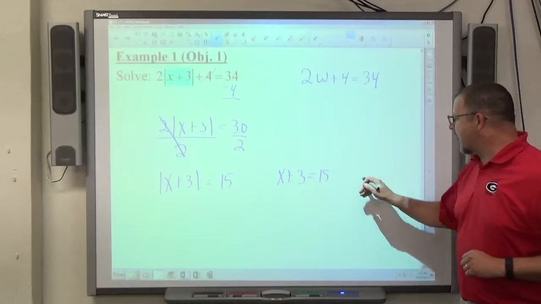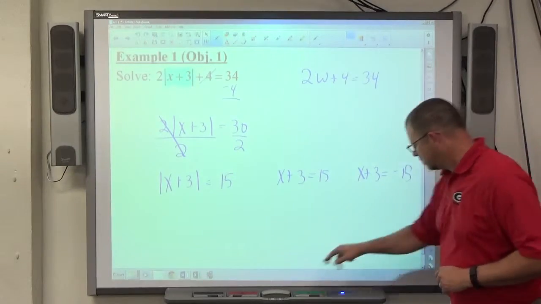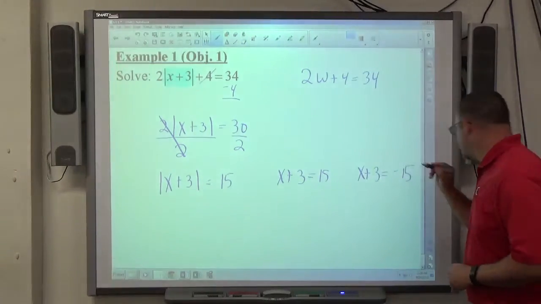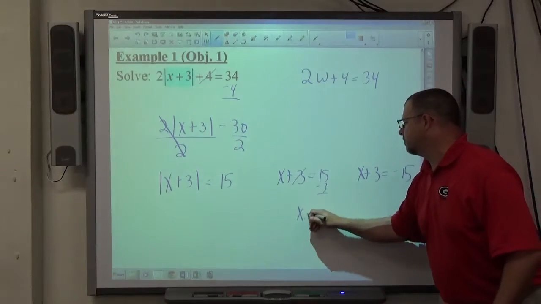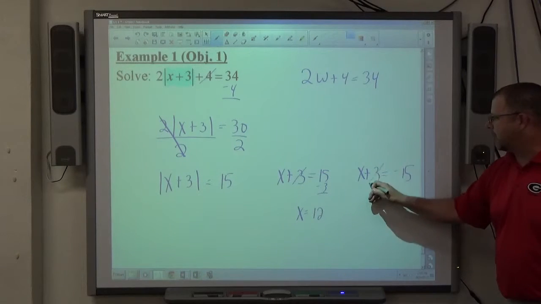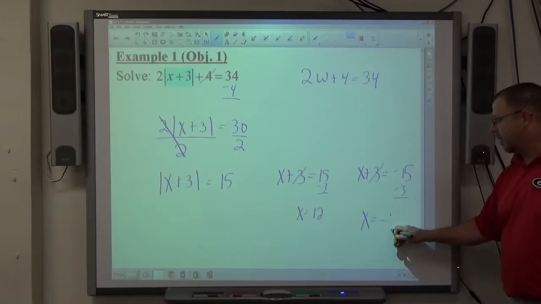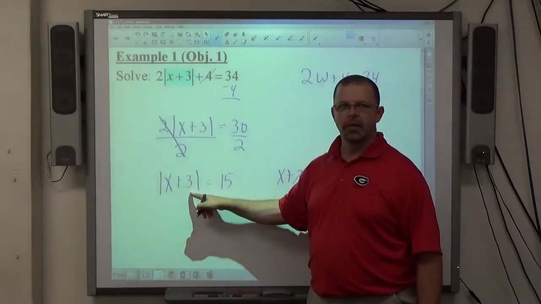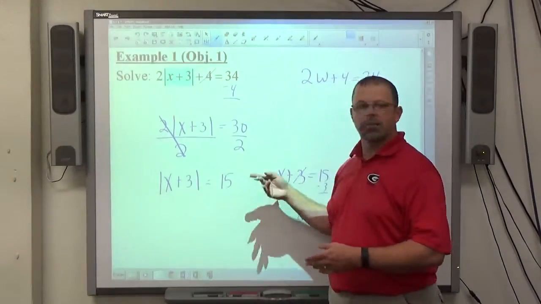Okay, now if x plus 3 is equal to negative 15, all right, negative 15. So we've already solved the other one, right? x equals 12. If x plus 3 equals negative 15, watch what happens. I move the 3 over here. Negative 15 and negative 3 makes negative 18, right? Watch this. What's negative 18 plus 3? Negative 15. The absolute value bars make it positive 15, and all of a sudden, hey, there's another answer to the problem.